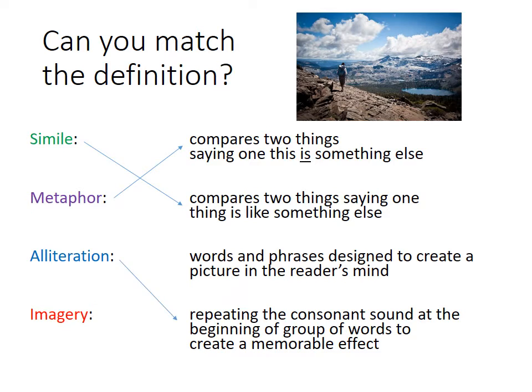Alliteration is repeating the consonant sound at the beginning of a group of words to create a memorable effect. This is a nice device to use in your writing because it makes certain phrases jump out and create some interest for the reader.